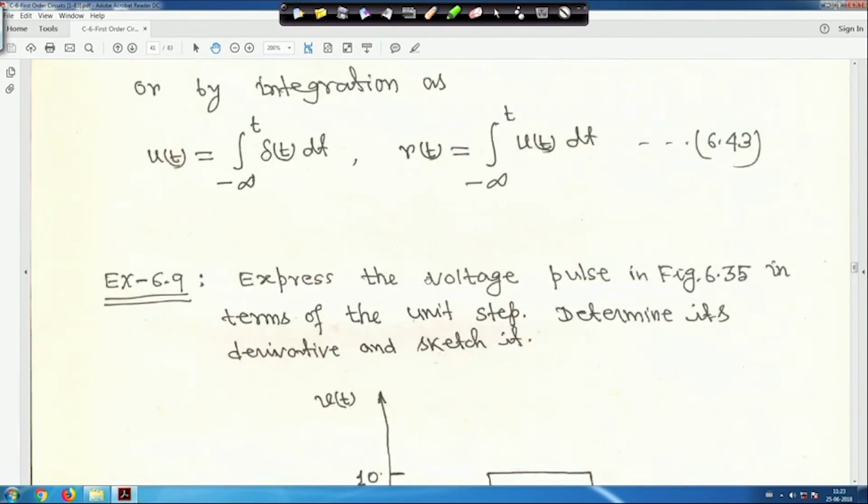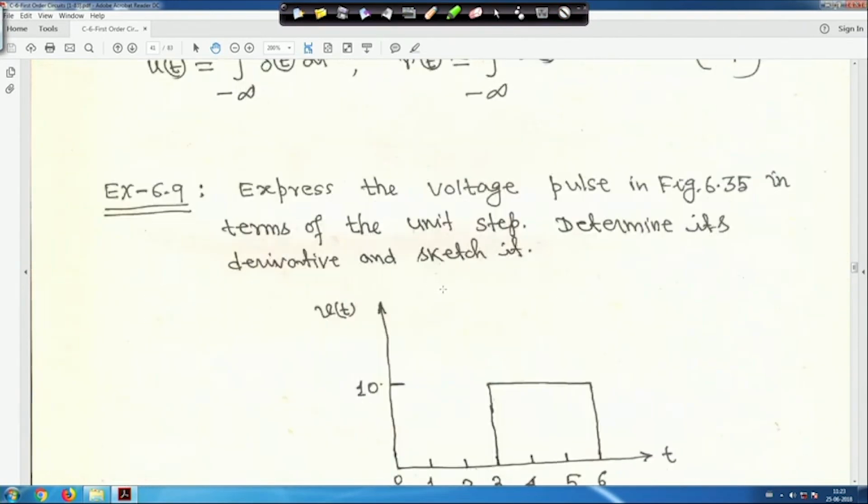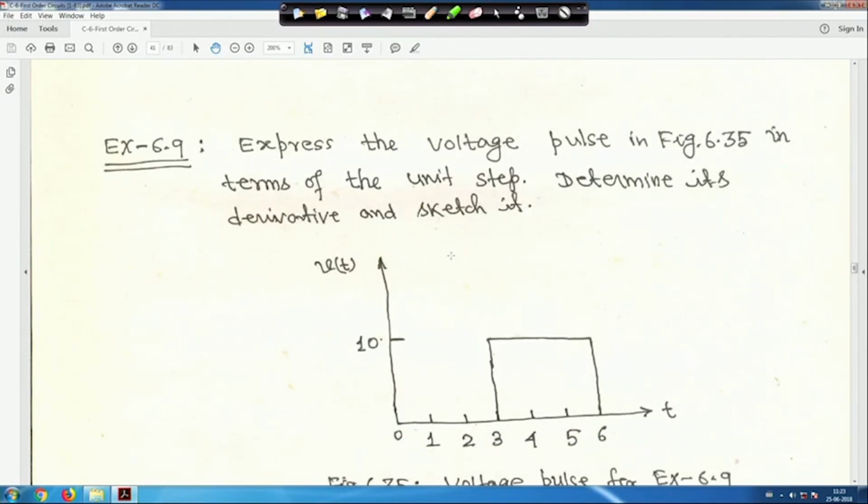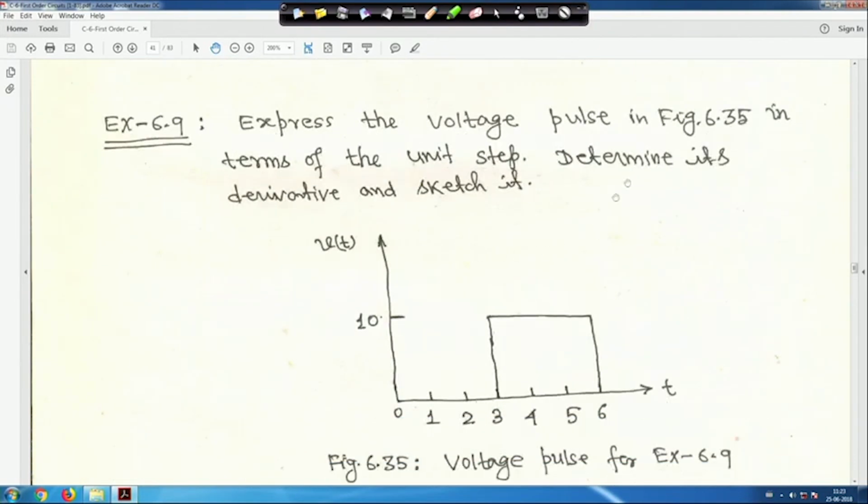Next, take one or two simple examples. It is given: express the voltage pulse in figure 35 in terms of the unit step, determine its derivative and sketch it. It looks like a gate function, actually it is a gate function. The graph is like this, and it is a voltage pulse. At time t equal to 3, it is switched on, and at time t equal to 6, it is switched off.